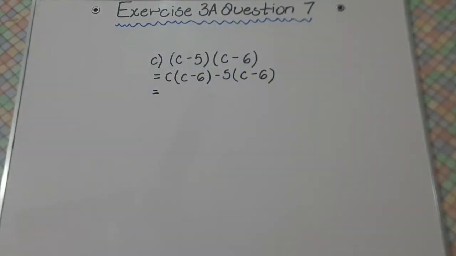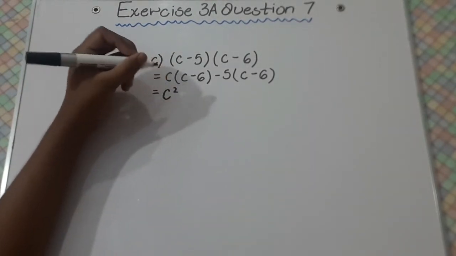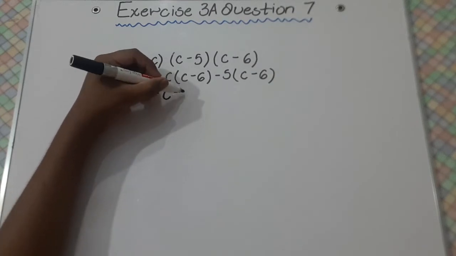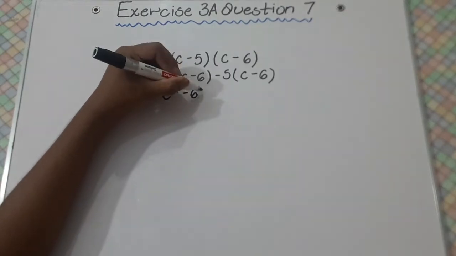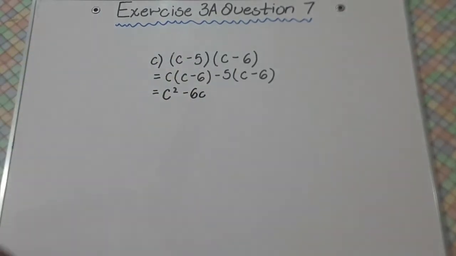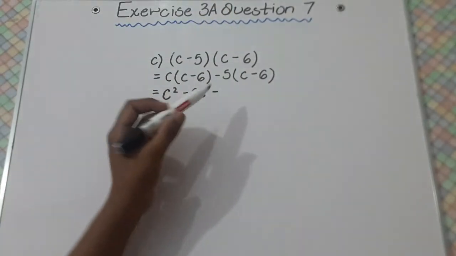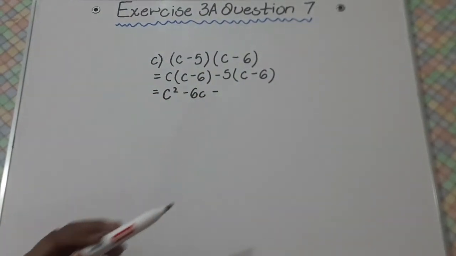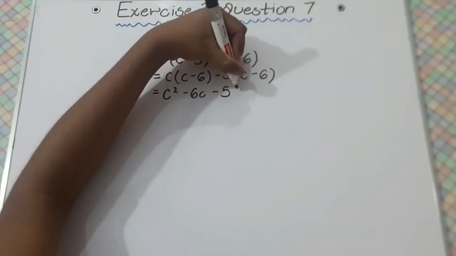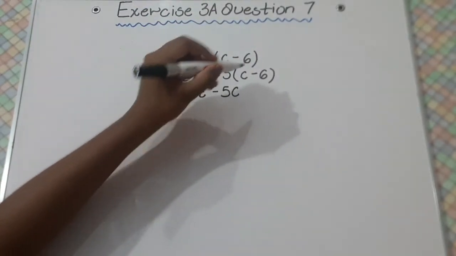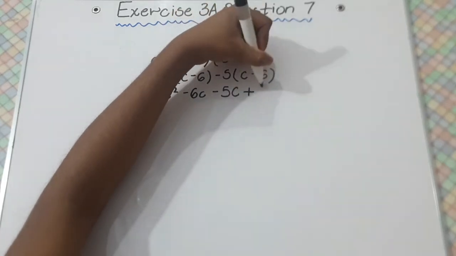Now we're going to open the brackets. C multiplied by C is C square. C multiplied by 6 is minus 6C. Now we are going to write minus 5 multiplied by C would be minus 5C. And minus is minus plus. 5 multiplied by 6 is 30.